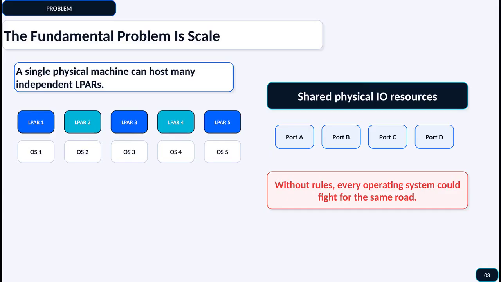Scale is the first reason the IOCDS exists. Think about a building with many apartments but only a limited number of roads, elevators, and entrances. If every resident tries to use everything without rules, the building quickly becomes chaotic. A Z system has the same basic challenge, but with operating systems instead of residents. Many LPAR can run side by side, and each one needs access to storage and network resources. The physical ports are real shared assets. The IOCDS gives the machine a controlled plan, so every LPAR gets only the IO paths it is supposed to use.